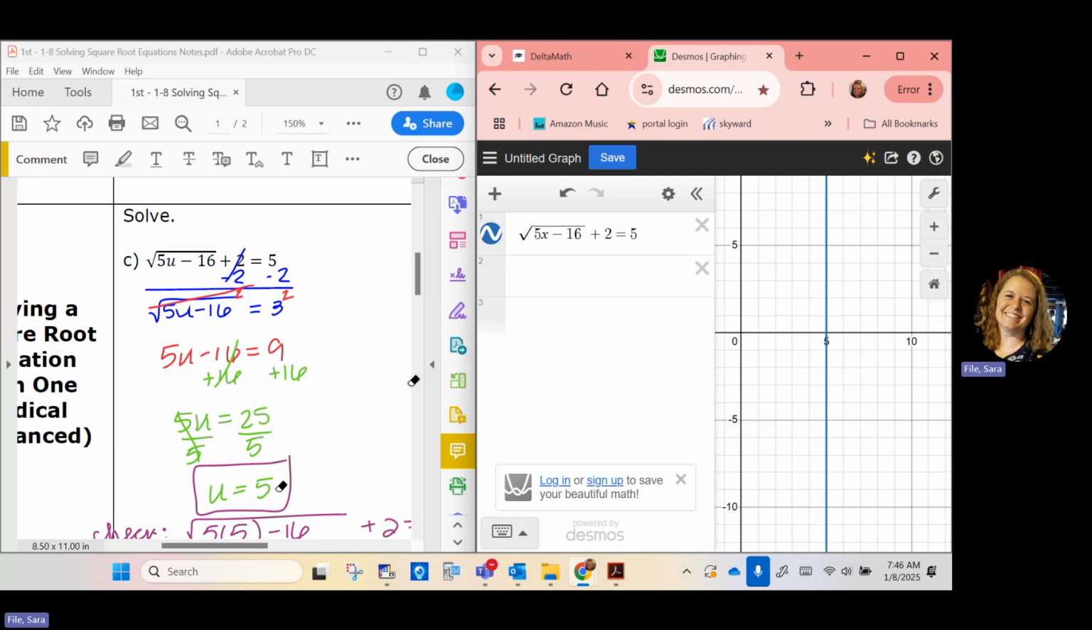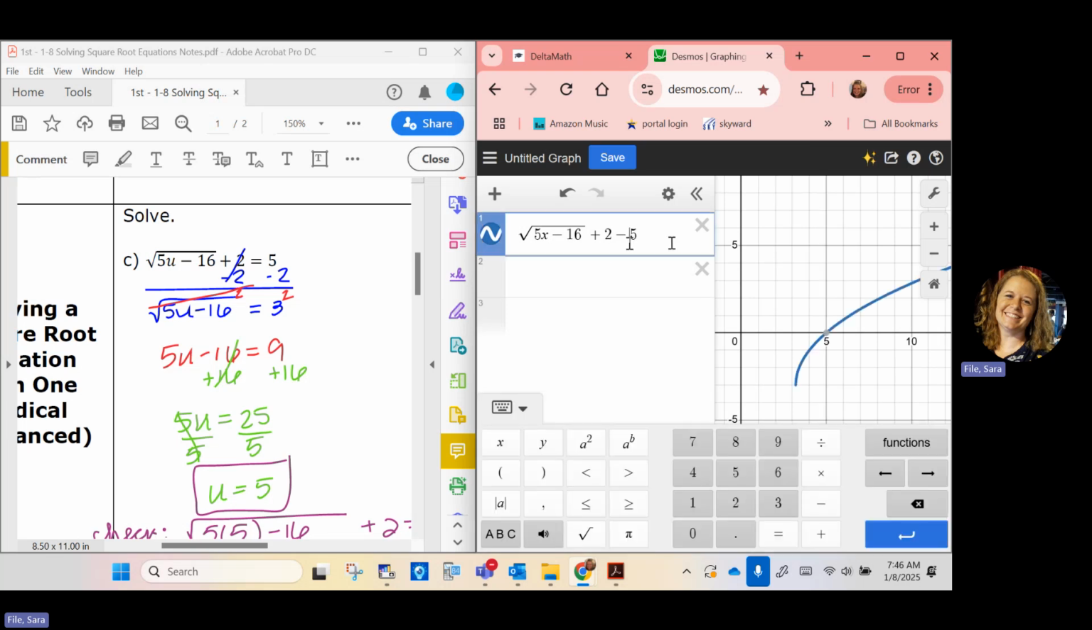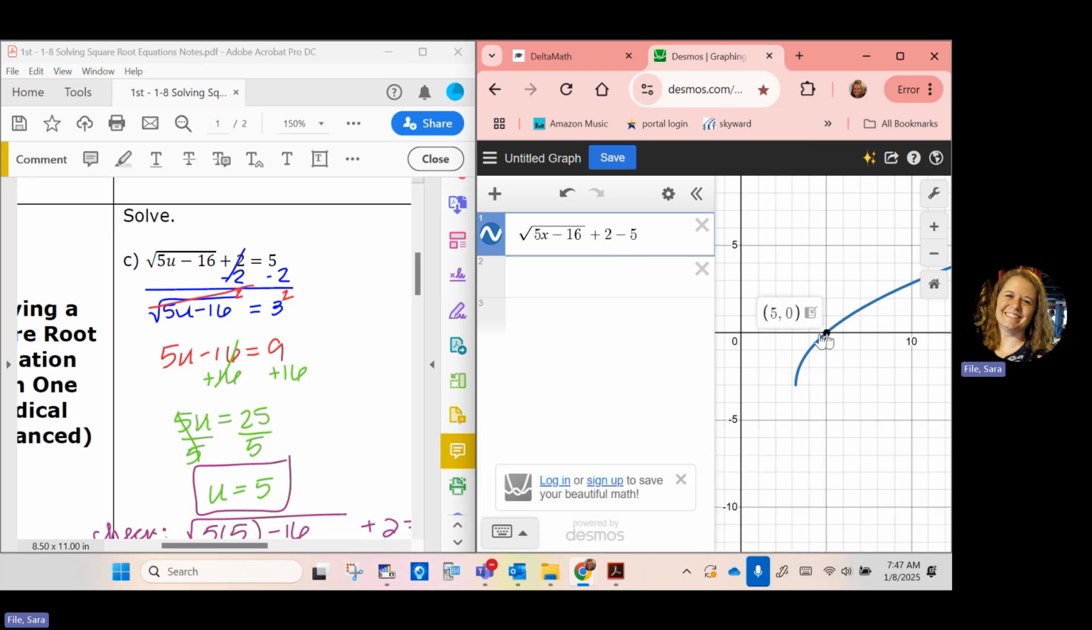That confirms our solution. Now, if I wanted to see the actual graph of this square root function, this 5 would need to be subtracted to the other side. So I could change that to a minus 5, or I could combine those, plus 2 minus 5 to a minus 3, and it would give me the same thing. But I can see the actual graph now, and I can see that's the x-intercept at 5.